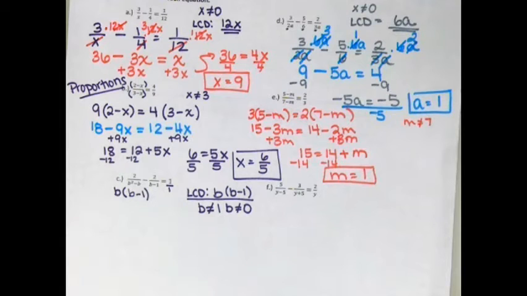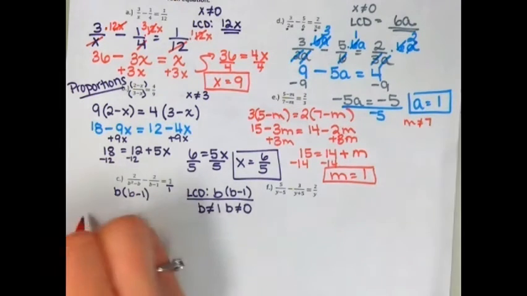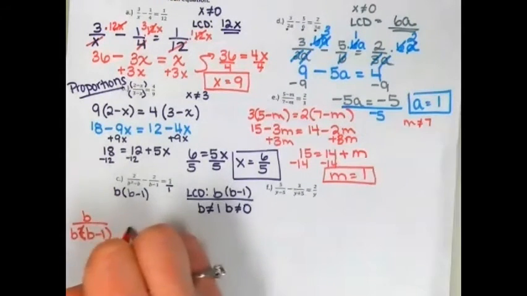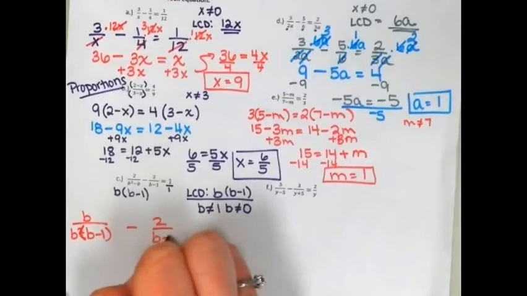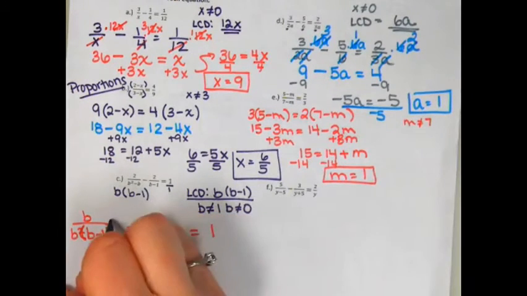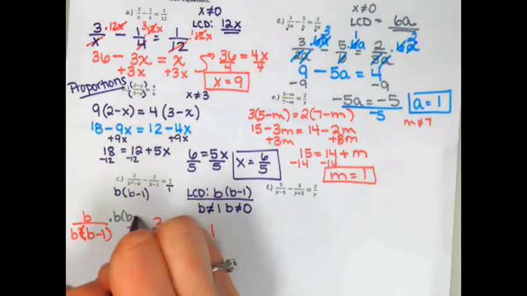Okay. Now, let's actually multiply. I'm going to go ahead and just rewrite this for a second. B squared. Actually, I'm going to do it in factored form. All right. So now I'm going to multiply each one of these by b times b minus 1.